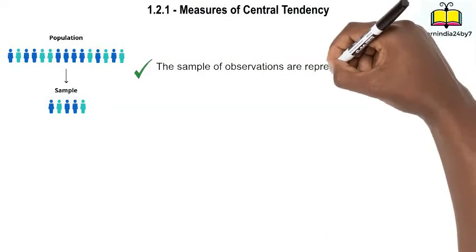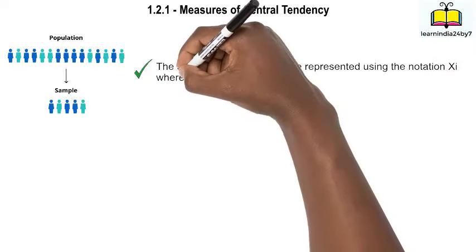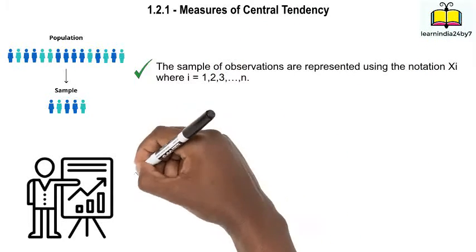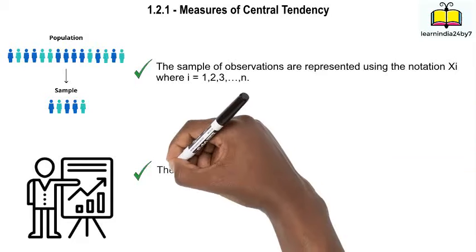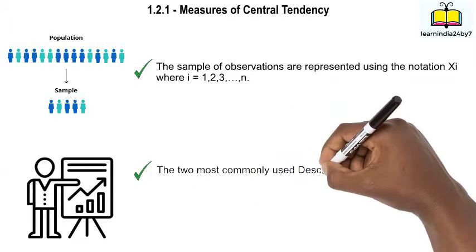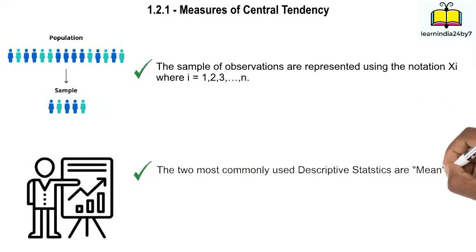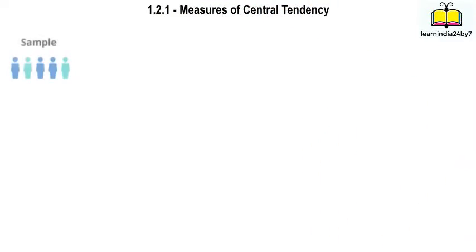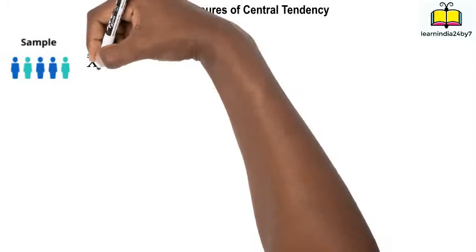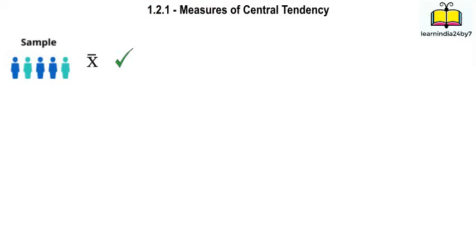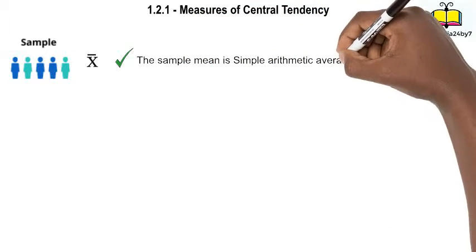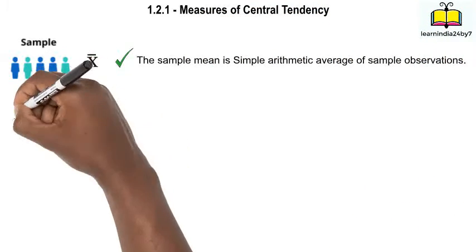The sample of observations is represented using the notation xi, where i is equal to 1 to n. The two most commonly used descriptive statistics are the mean and median. The sample mean is the simple arithmetic average of the sample observations.